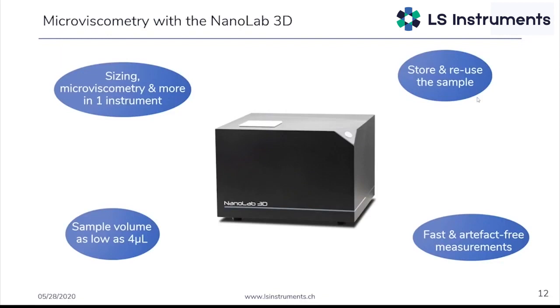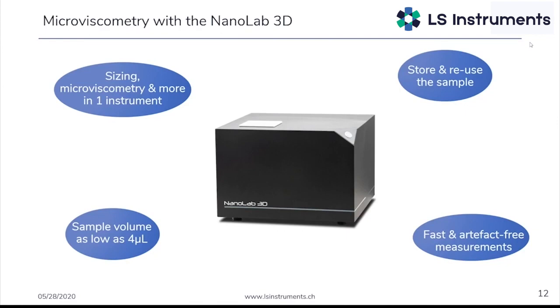So in this presentation, we've seen the principle of microviscometry, the challenges and the solutions associated with the technique, and how we have implemented it in the NanoLab 3D. As Peter mentioned earlier, you can not only do microviscometry with the NanoLab, but also particle sizing and other measurements such as static light scattering, which allows you to determine the molecular weight of your sample. So you get several solutions in one compact and easy to use instrument. You can also store and reuse the sample in our sealed glass cuvettes, which allows you to perform shelf life studies on your protein solutions.